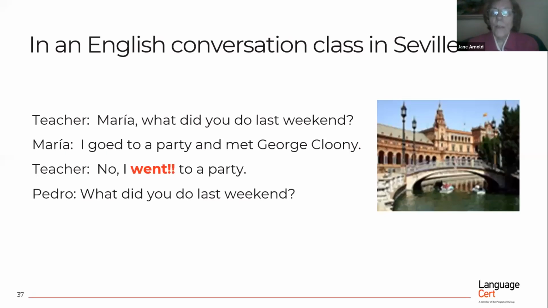What do you think the really important mistake is? Obviously, Maria made a mistake with the verb, but in a conversation class where she had met George Clooney before and she could talk about this famous actor with the other students, this would have been very important for conversation. But all the teacher was doing is just correcting a verb, which you could do at any other point.